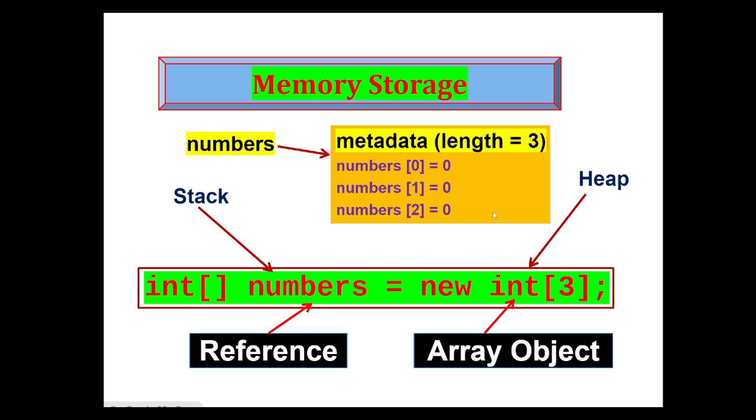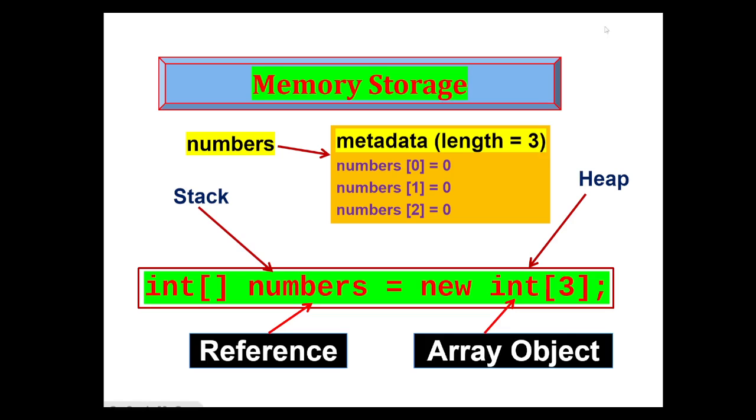Now apart from these 3 values, it will also contain the metadata. Metadata means the length of the array, which is 3. So this information is also contained, and the numbers reference variable, which is inside the stack, will point to this information inside the heap. So this is the memory representation of an array in Java: how the reference variable is created and which part of memory it gets stored in, and how the values of the array get created and in which part of the memory they get stored.